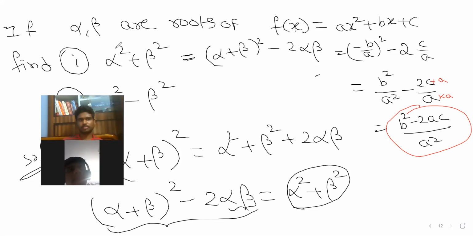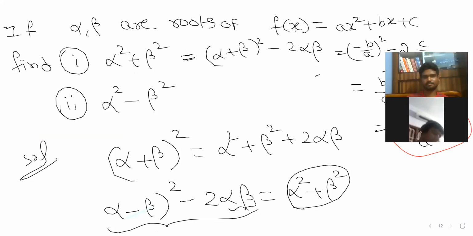For finding alpha square plus beta square, you would need to know what is alpha separately and what is beta separately. But we don't know. That's why you are manipulating it. Now in the same way, find this one, alpha square minus beta square.